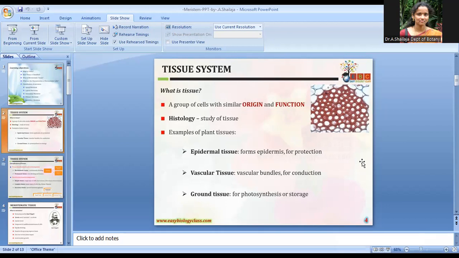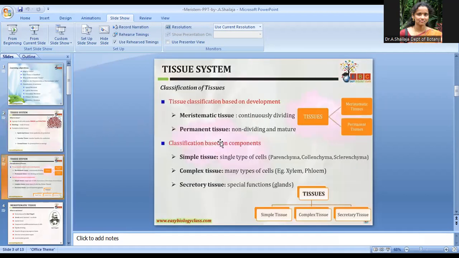Epidermal tissue forms the epidermis for protection. That is the epidermal tissue. The second one, vascular tissue: vascular bundles are present in the tissue for conduction, and xylem and phloem are present in the vascular bundles. The third one is the ground tissue, for photosynthesis or storage. These are examples of the tissue systems. Next, we are coming to the classification of tissues.